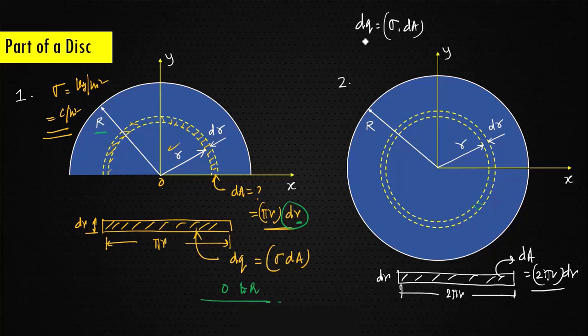Again the variable is r. So what is the limit then? The limit is from 0 to capital R again. Here also the limit will be from 0 to capital R. So this is the second type of element. Both are basically disk elements, or I can say it is a 2D kind of element.